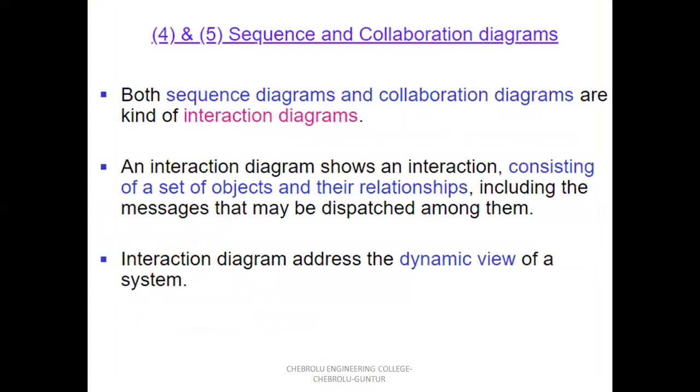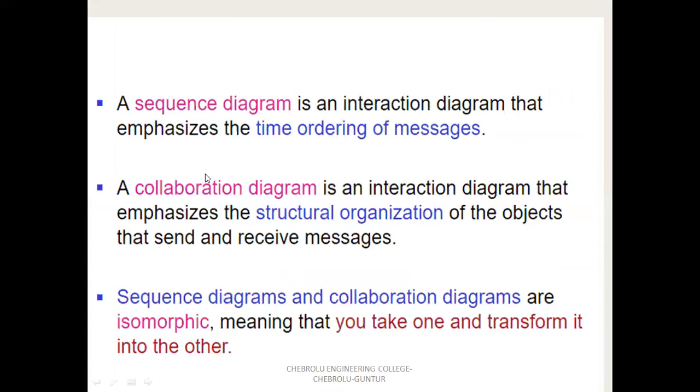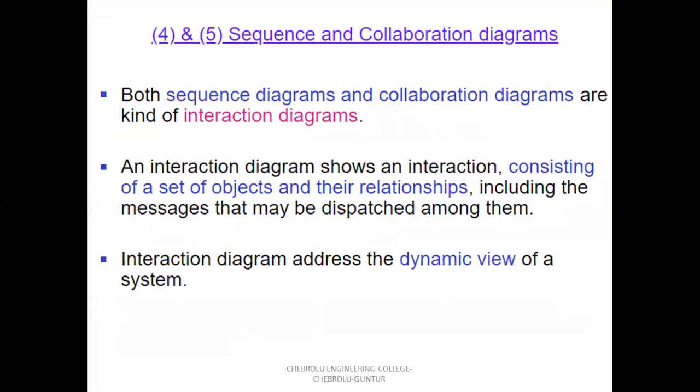Sequence and collaboration diagrams are commonly known as interaction diagrams. Both sequence and collaboration diagrams are kinds of interaction diagrams. The interaction diagram shows an interaction consisting of a set of objects and their relationships, including messages that may be dispatched from one object to another object. The interaction diagram addresses the dynamic view of the system.